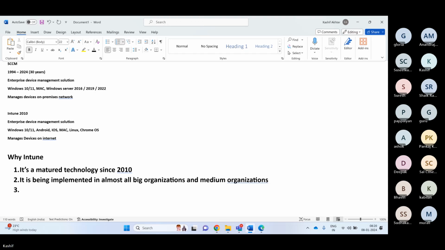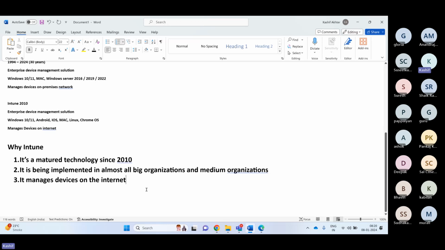Now it manages devices on the internet. That's the advantage. You don't have to ask the user to come to the office for us to be able to manage their devices. No matter wherever the user is, either at home or traveling anywhere, we will be able to manage their devices. We'll be able to control their devices. We'll be able to send applications to their devices. We'll be able to send policies to their devices, right? Everything we can do through Intune.